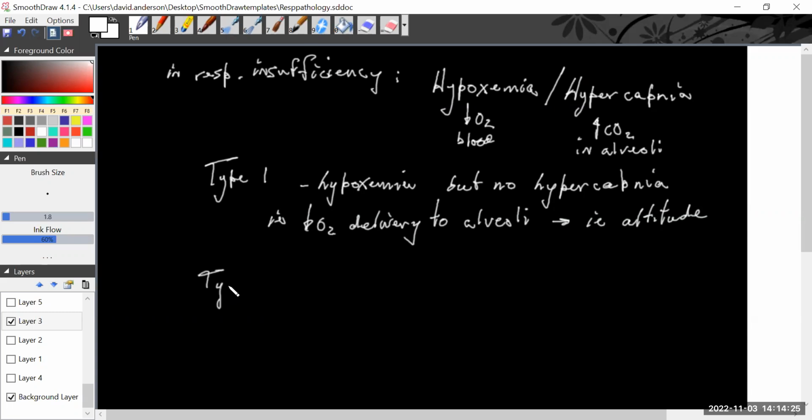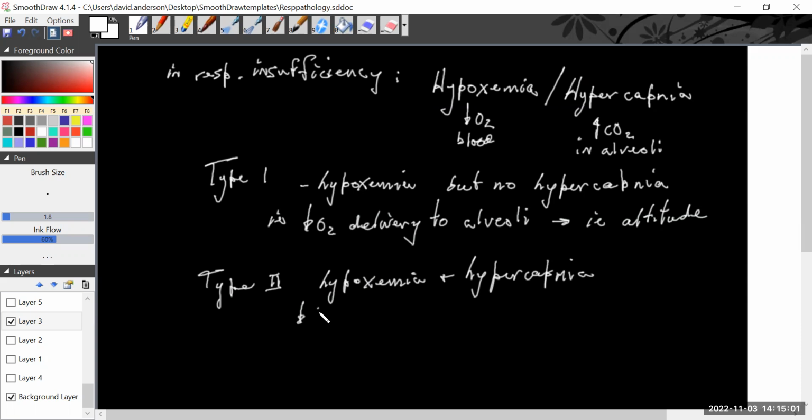In type 2, we're going to have hypoxemia and hypercapnia, so we have both. And so this is more going to be a ventilation problem. So in other words, not just airflow in, like we saw in type 1, but airflow in and out. So as a result of not being able to blow off the carbon dioxide, it is going to accumulate.